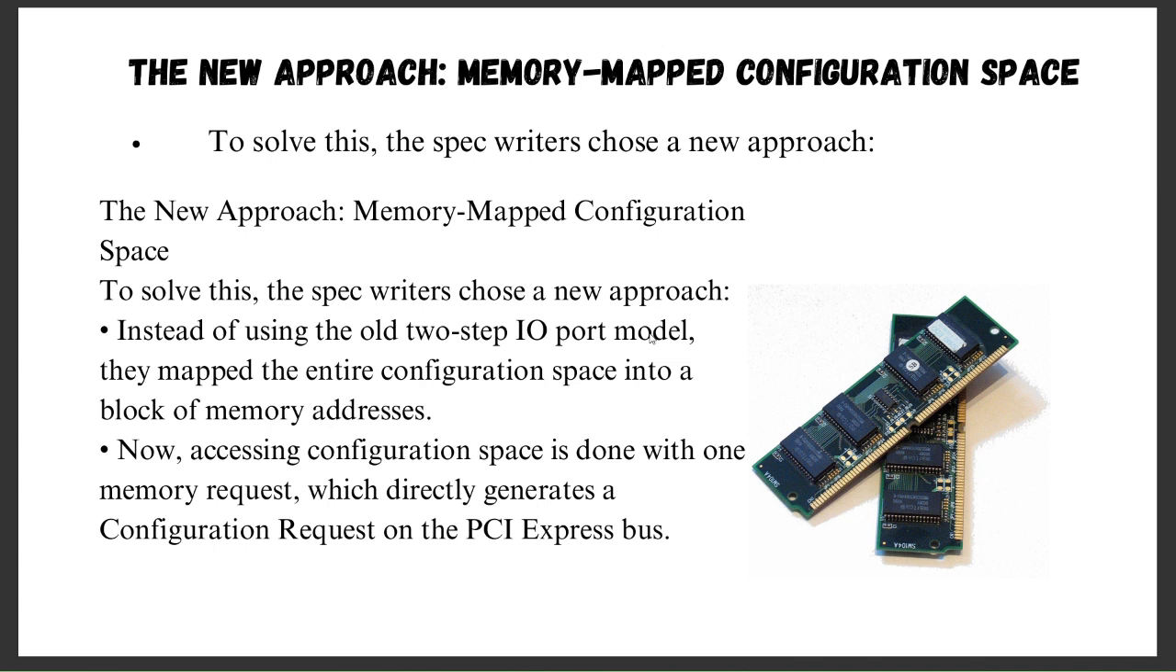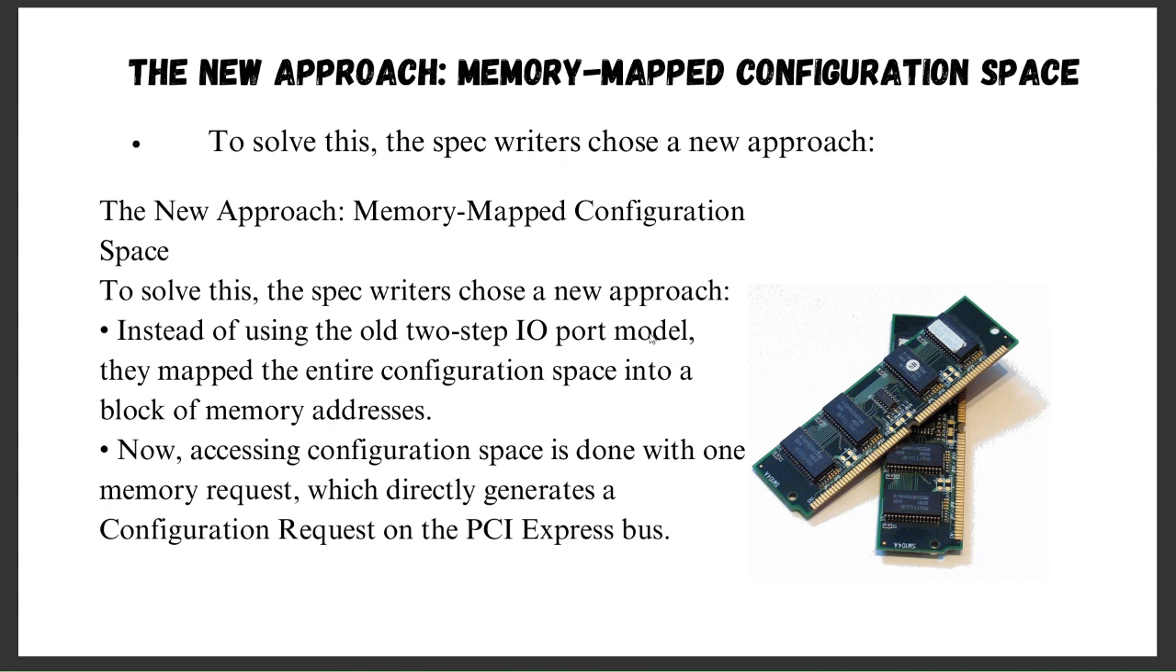Instead of using limited IO ports to access configuration registers, all PCI configuration space is mapped into a dedicated 256 MB memory address space. Each PCI function gets its own 4 KB of this address space. Mapping the entire space into memory allows the system to send a single memory request, which generates a configuration request on the PCI bus.